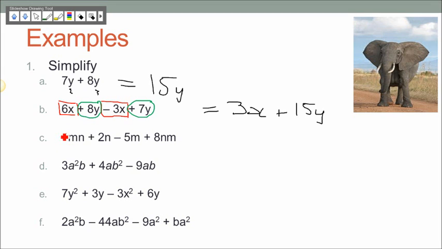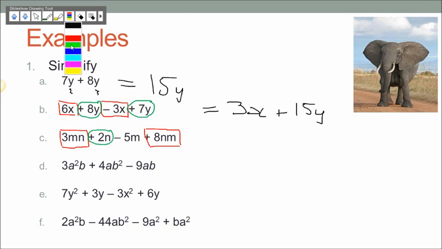So the very first one in 1c is a term which has the letters m and n in it. If we have a look through the rest of these, we'll see that this very last term has an m and an n. Even though they're the wrong way around, they are still considered like terms because they contain the same letters in it. Okay, let's have a look at the rest. We've got a 2n here, but there's no more n's.